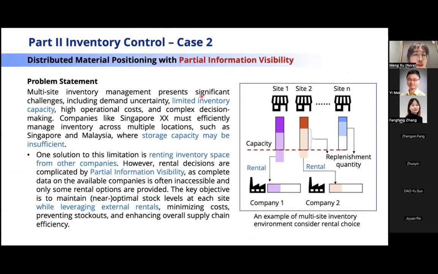And case 2 of the inventory control problem is to further consider partial information visibility. Multi-site inventory management presents significant challenges, including demand uncertainty, and especially limited inventory capacity, and maybe also high operational costs. Some Singapore companies must efficiently manage inventory across multiple locations, such as a Singapore site and a Malaysia site, where storage capacity may be insufficient. So one solution to this limitation is renting inventory space from other companies.